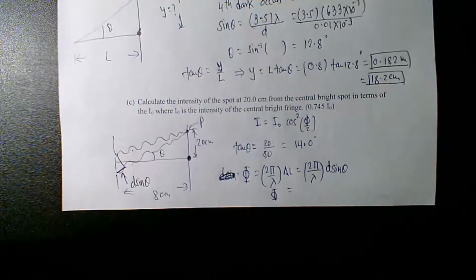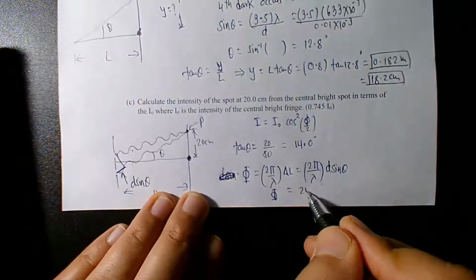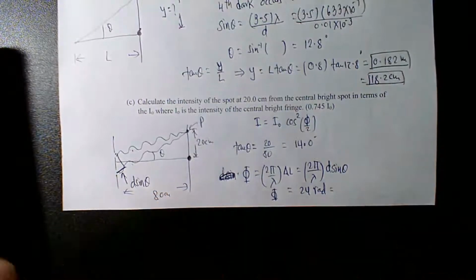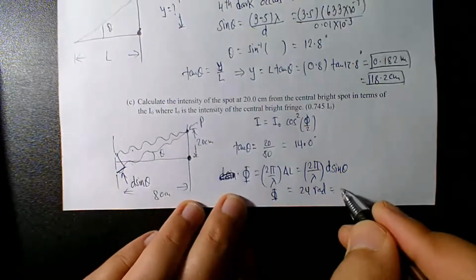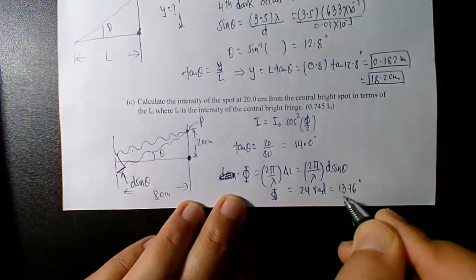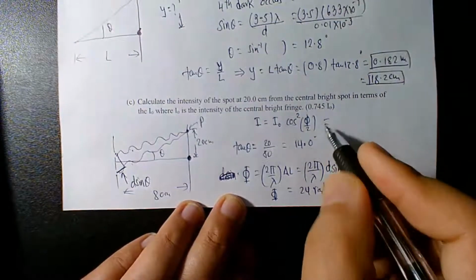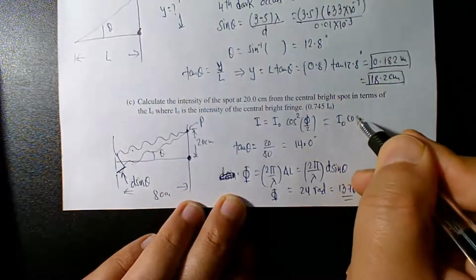-3 times sine of this 14 degree, times 2 pi divided by lambda, where lambda is the wavelength of 633 nano. So this is 24 radians, right? And you can convert back to degrees if you want, or change your calculator into radians. So this is 1376 degrees, right?